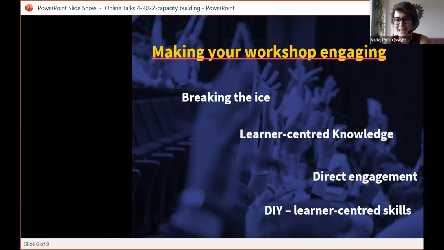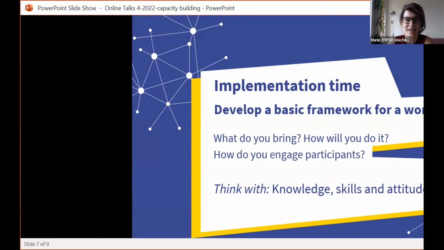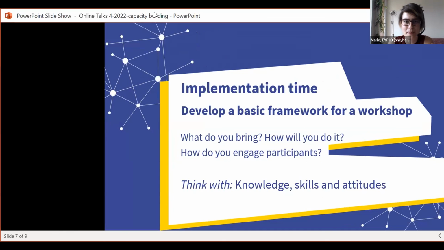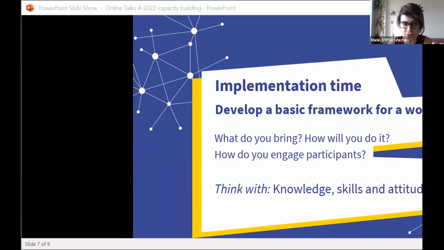Okay, then as I said, it's really about implementation. So we'll go on to the implementation side of a workshop. For this, I will ask you to think again about the workshops that you thought of at the start, and this time more in terms of content.